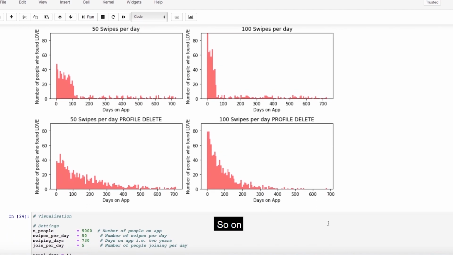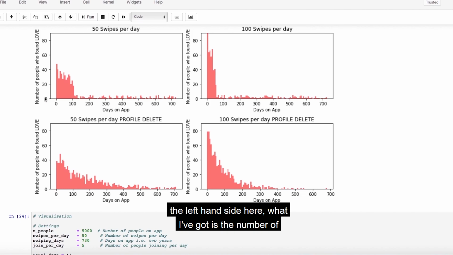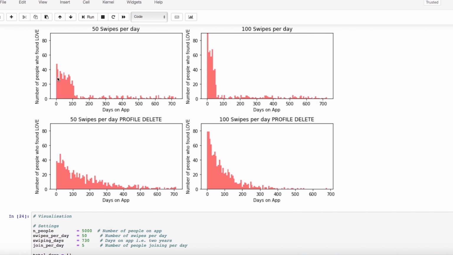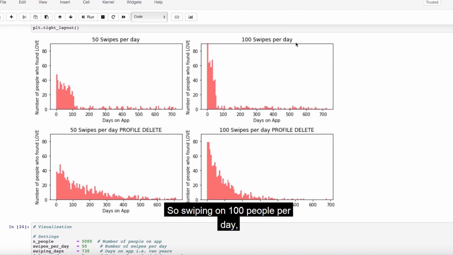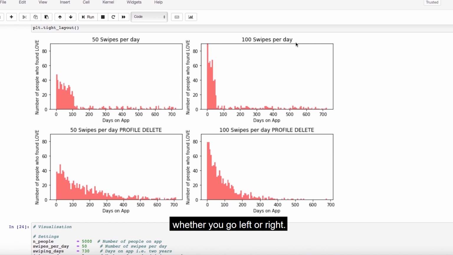So, on the left-hand side here, what I've got is the number of days those people spent on the app, and the number of people that found love after a certain number of days. And I've done this for two scenarios. One is 50 swipes per day, and the other one is 100 swipes per day. So swiping on 100 people per day, whether you go left or right.